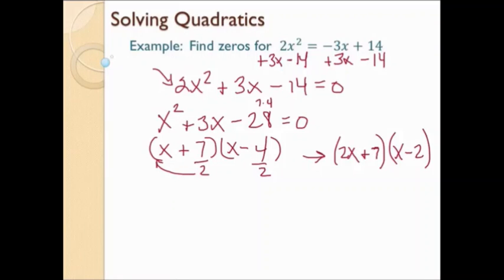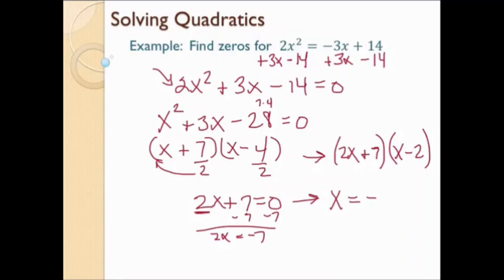Let's set those factors equal to 0. 2x plus 7 equals 0. Okay, I cannot just say my answer is negative 7 because that 2 right there, it's bigger than a 1. Alright, so I have to solve it. So I'm going to subtract 7 from both sides. So I have 2x equals negative 7. Divide by 2, so x equals negative 7/2.